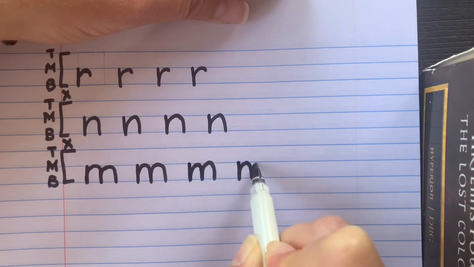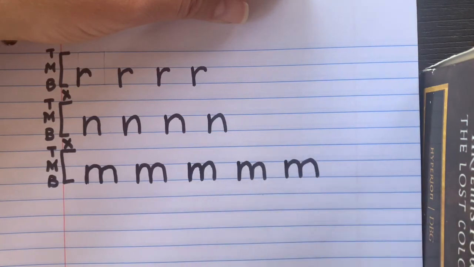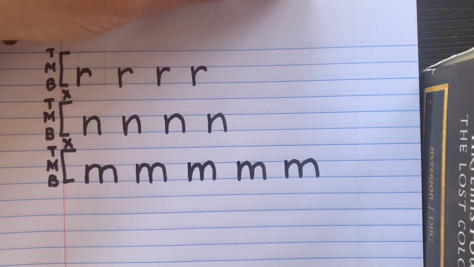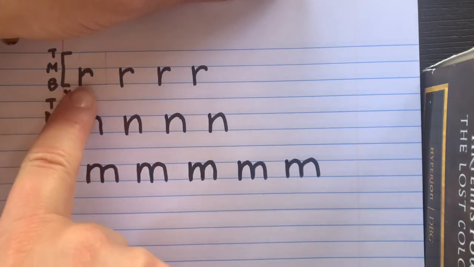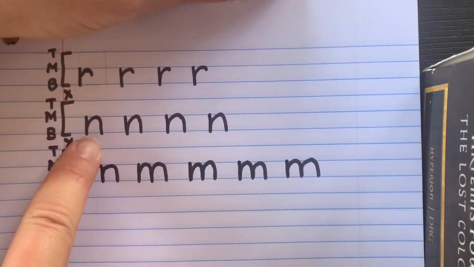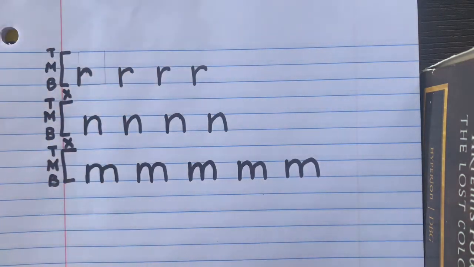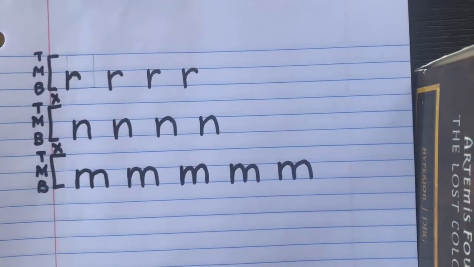One more time. You can push pause on the video and go back and practice writing the lowercase r, like in rabbit, the lowercase n, like in nest, and the lowercase m, like in moon. Go ahead and practice.